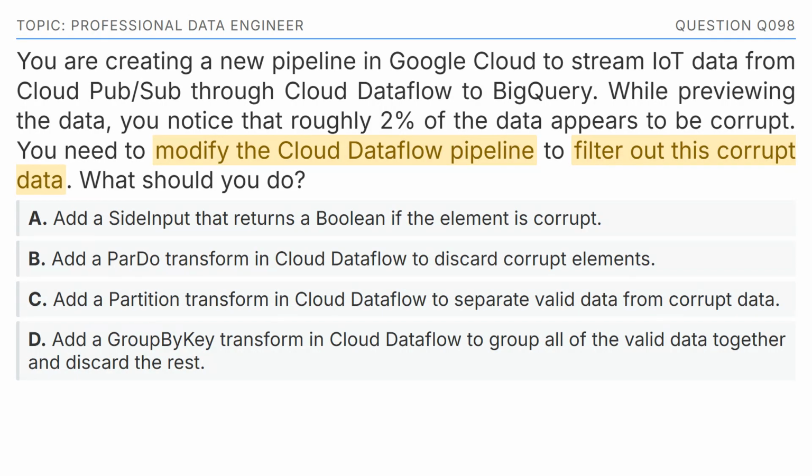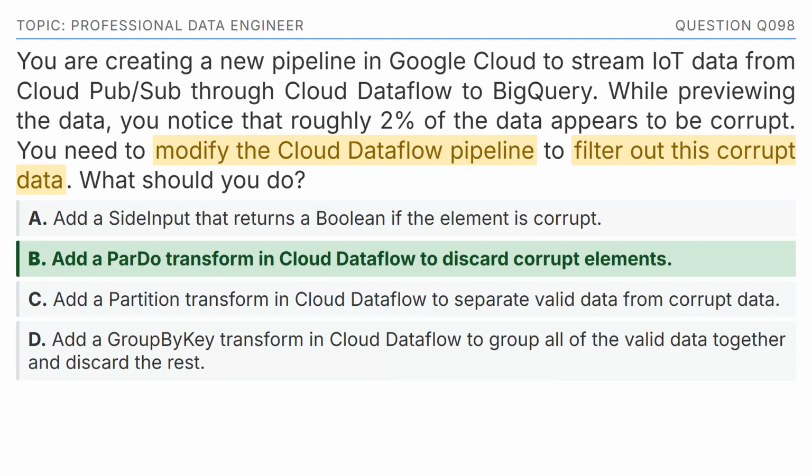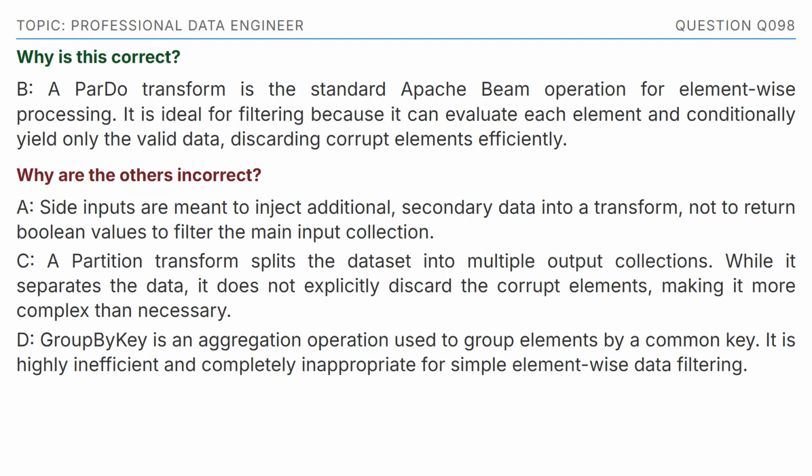To arrive at the correct answer, we focus on the keywords: modify the Cloud Dataflow pipeline, filter out this corrupt data. The correct answer is option B, add a ParDo transform in Cloud Dataflow to discard corrupt elements. Why is this correct? B.